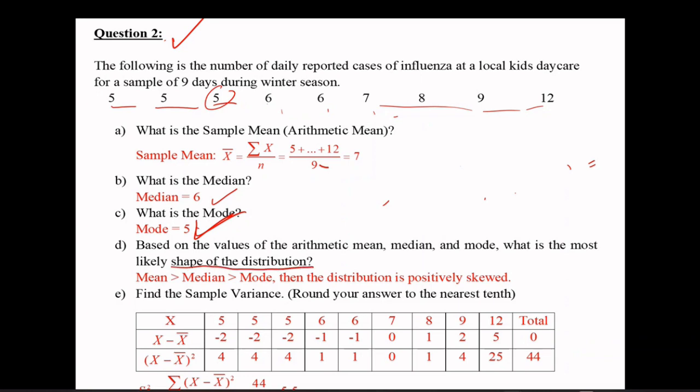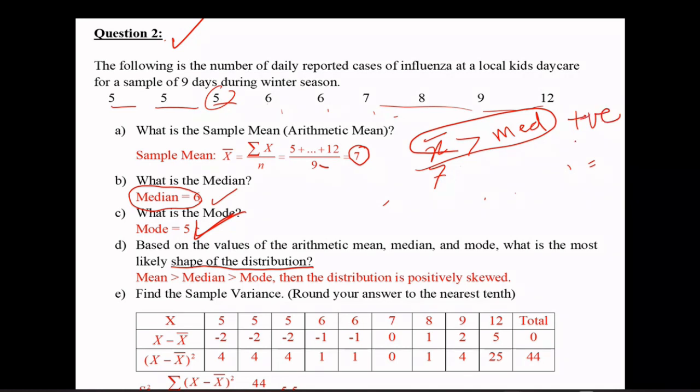If I ask you a question in the exam, what is the shape of the distribution? I know the mean, median, and mode. Now, look at the median and the mean. The mean, X bar, is 7. The median is 6. So X bar is greater than the median. When X bar is greater than the median, my data is positive skewed. I write positive skewed: mean greater than median.